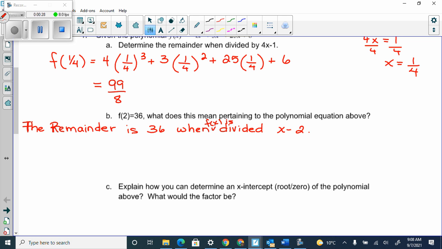What else can we know from f of 2 equals 36? That 2 must be substituted for every x in the actual equation. True. X minus 2 is not a factor of f of x. But why? Because the remainder is 36. It is not a factor because the remainder is not 0, right?